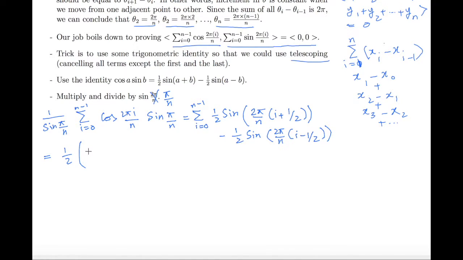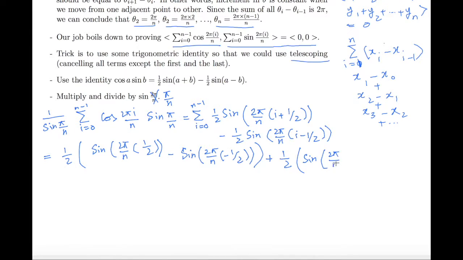The first term is I is 0, right? So half sine of 2 pi over n times half, minus sine of 2 pi over n times minus half. Okay, and then what is the second term? Plus, you will appreciate that one term will cancel out here. So the second term is I equal to 1. This is sine of 2 pi over n times 3 over 2 minus sine of 2 pi over n times 1 over 2.